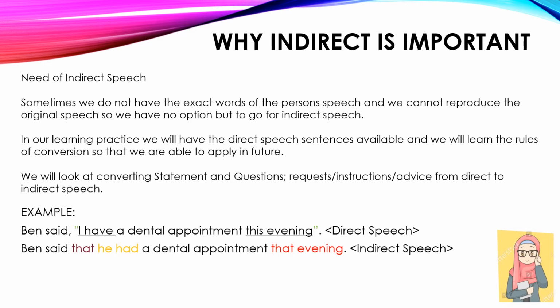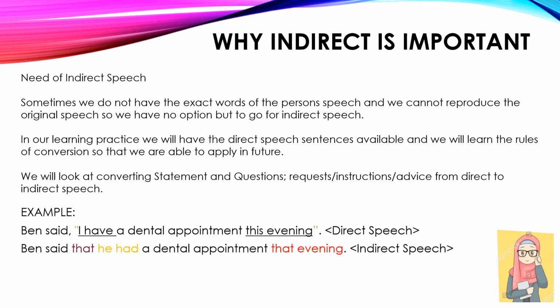For example, Ben said, "I have a dental appointment this evening." I've written direct speech after that. That means I am saying that this sentence is a direct sentence. Why? Because I am quoting the exact words of what Ben said. "Ben said" is the remark. He's the boy who's speaking. What is he saying? He is saying, "I have a dental appointment this evening." Therefore, I've added a comma and I have added the quotation marks. This shows that this is direct speech.